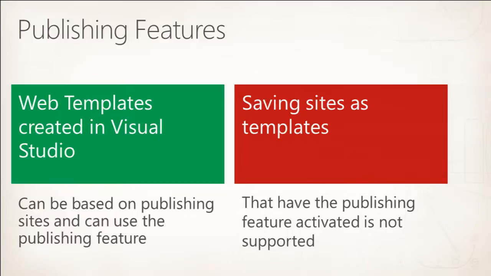Now, I know that a lot of you will actually know the URL where you have to browse to in order to still save the site as a template, but it's not supported. And in a lot of cases, it really breaks. So don't do that. Also, don't create your site using a publishing feature, deactivate it, save your site as a template, and then reactivate the publishing feature. It's not supported. So if you want to use publishing features, you have to create your web template in Visual Studio, and otherwise you have to make do without.